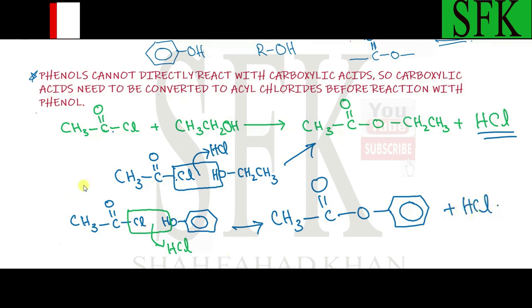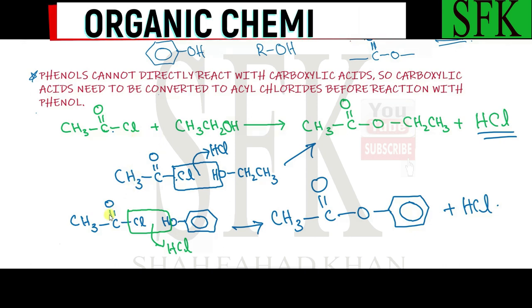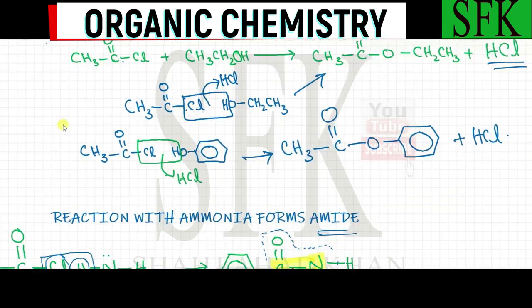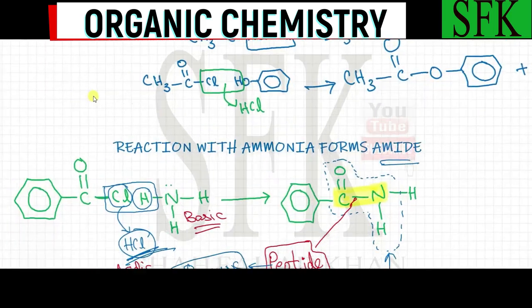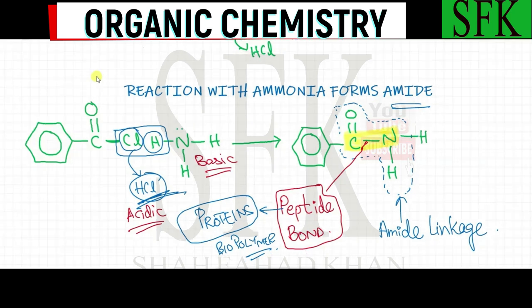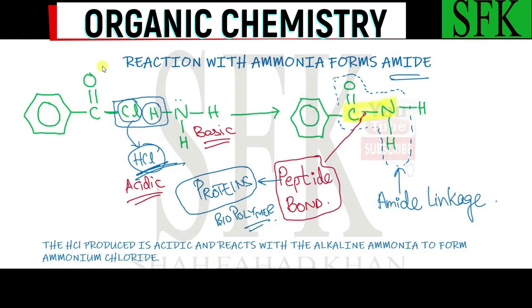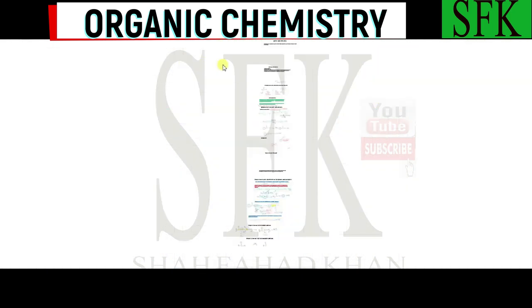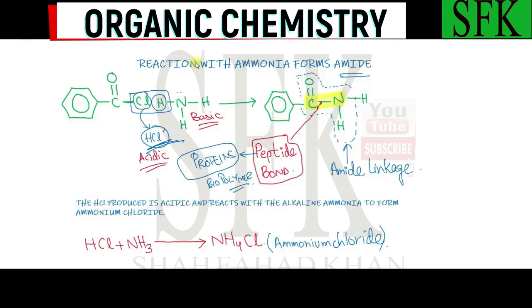Alright guys, so this was a reaction. This is quite simple. A condensation reaction occurs when phenol or ethanol or any alcohol reacts with acyl chlorides directly. Alright, now let's look at a few more examples, some more reactions actually. Now the reaction with ammonia forms an amide.